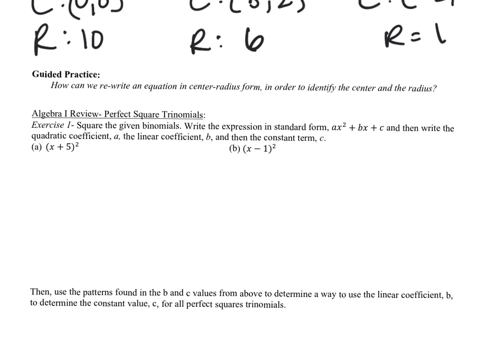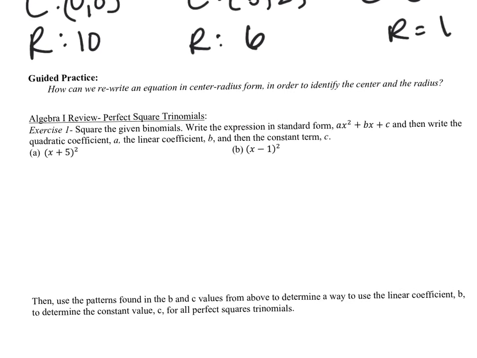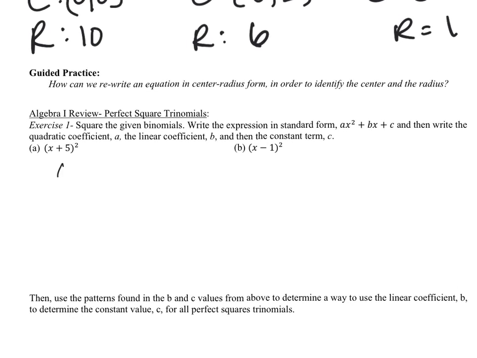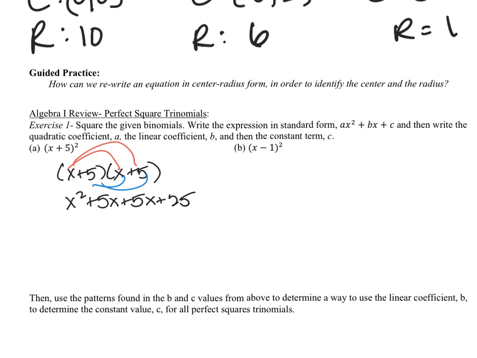So we're going to be double distributing here. Square the given binomials, write the expression in standard form, then write the quadratic coefficient A, the linear coefficient B, and the constant term C. So again, this is all review. Let's double distribute here. I have x plus 5 times x plus 5. All right, and then I'm going to combine my like terms, and I have x squared plus 10x plus 25. I'm going to write my quadratic coefficient, my linear coefficient, and my constant term.